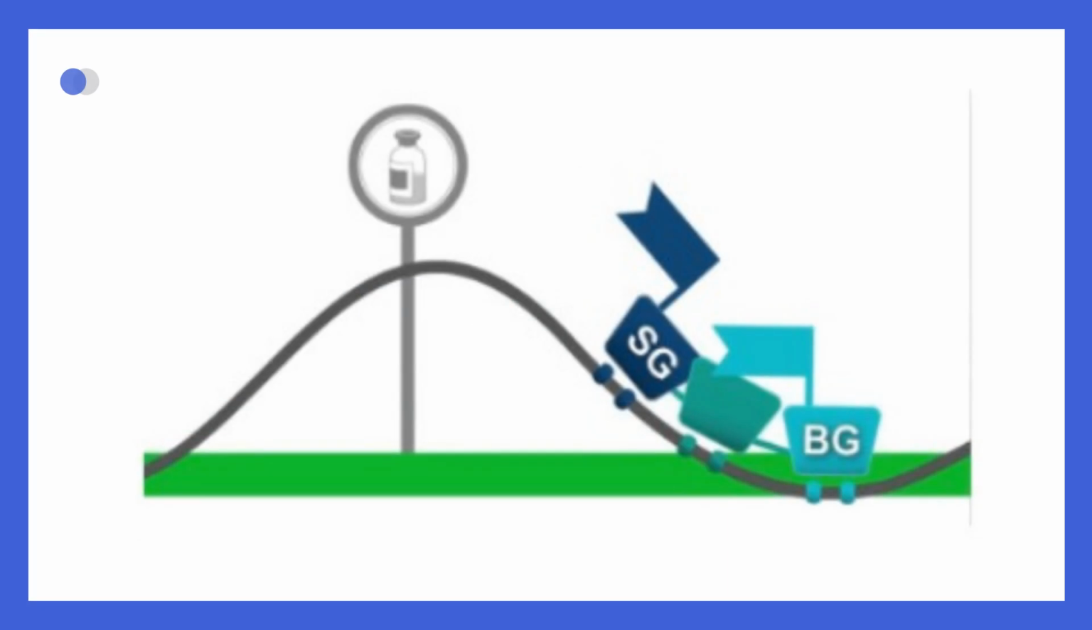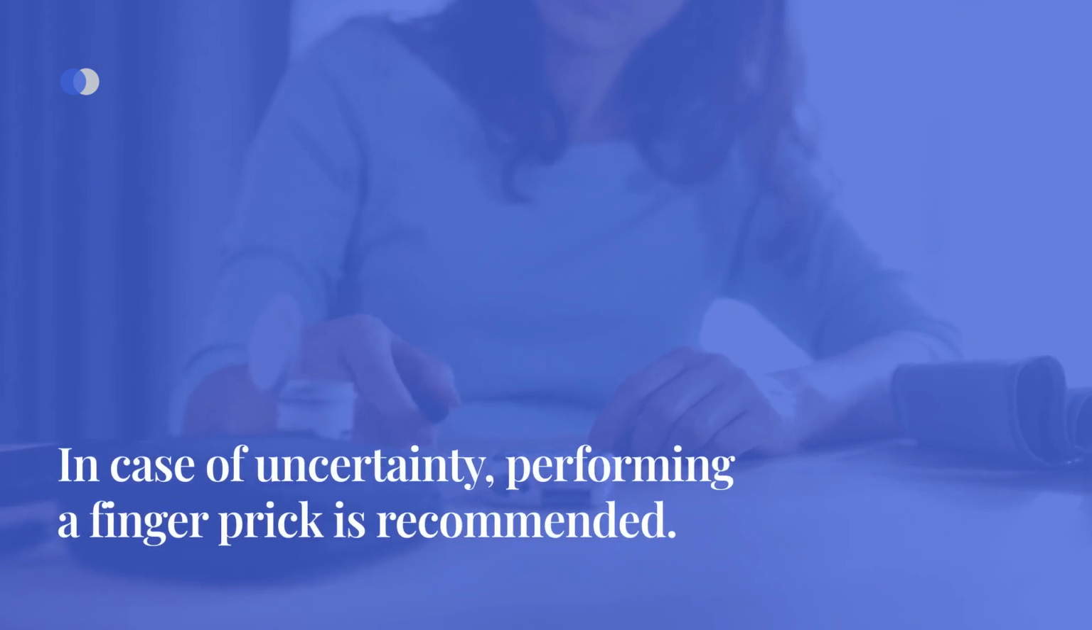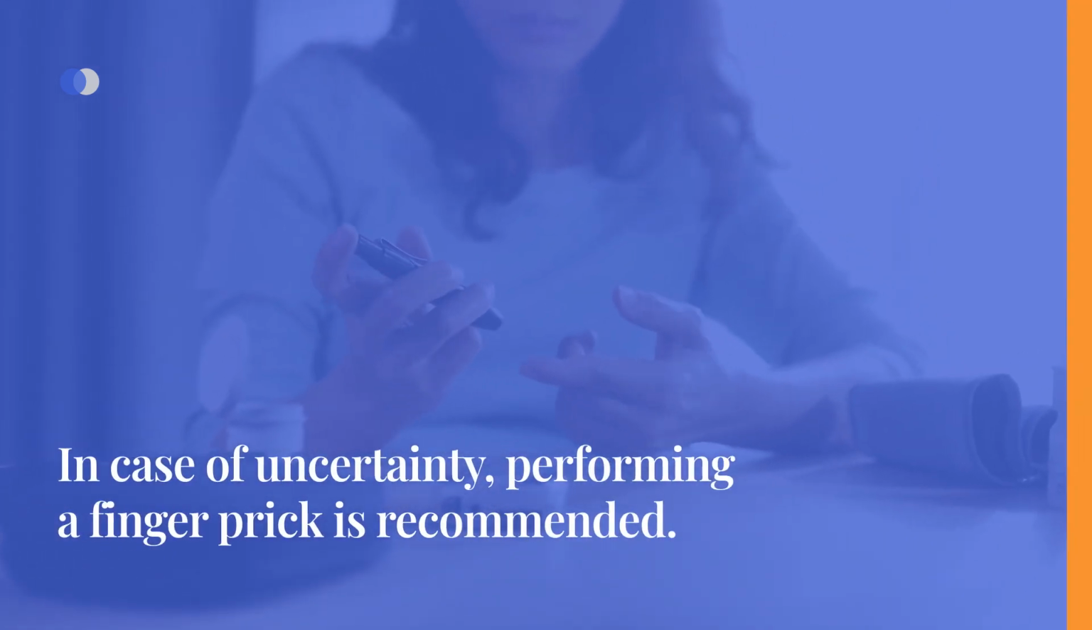Similarly, in cases of hyperglycemia after insulin injection, your glucose levels might already be dropping even if it's not yet noticeable on the sensor. If the trend arrow shows a downward trend, it's generally best to avoid further insulin injection. In case of uncertainty, performing a finger prick is recommended.